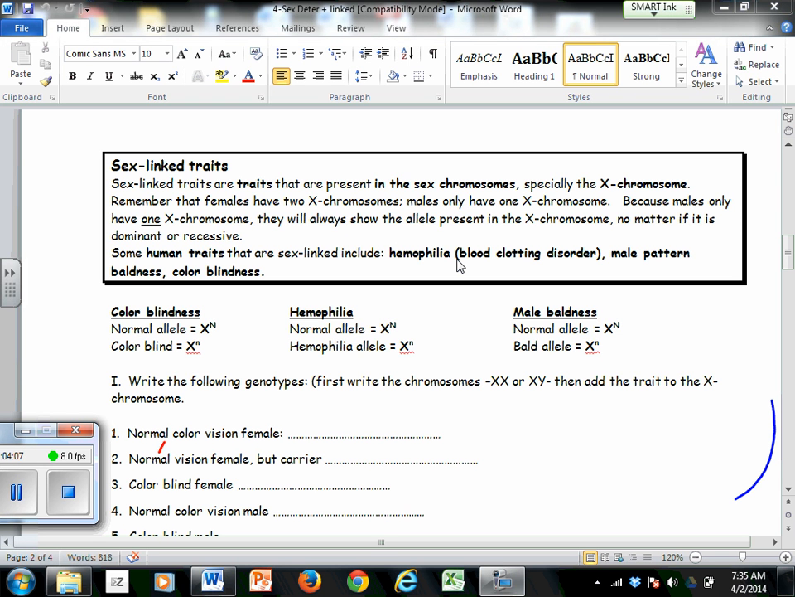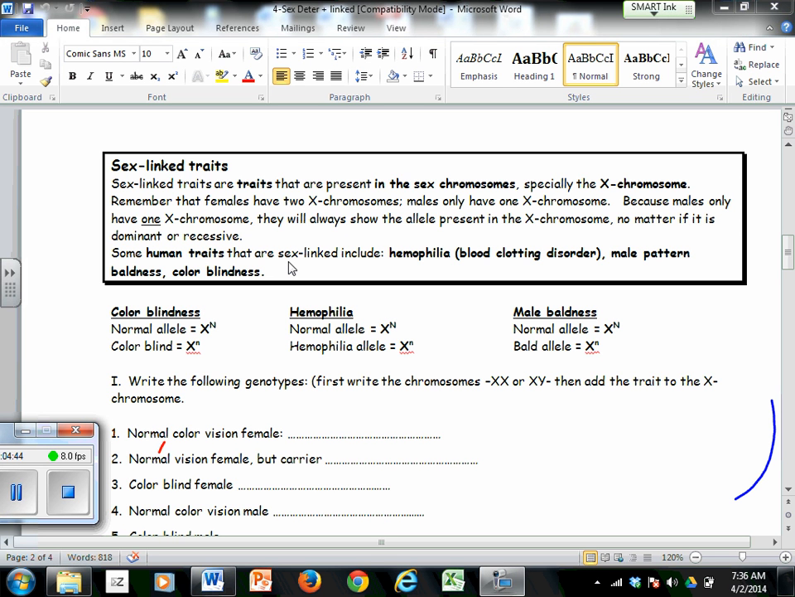Some human traits that are sex-linked are hemophilia, which is a blood clotting disorder. You don't have any ability to stop bleeding, so if you get a cut, that's really bad. You can't stop the bleeding. If you get a bruise, it's just internal bleeding. So if you knock your leg on the side of the desk and you get a bruise, that means you're bleeding inside, and your body has no way of stopping it. So theoretically, you could bleed to death just by knocking up against the side of a desk. Male pattern baldness. Yeah, that's a sex-linked trait. And of course, color blindness.